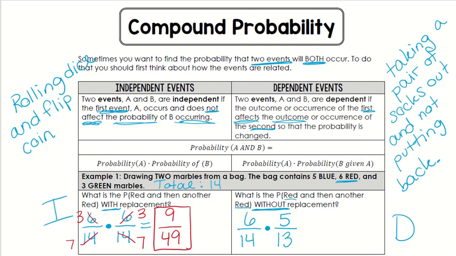So we can look to see if there's anything we could simplify. I do notice that 6 and 14 can reduce, so I'm going to do that now to save me work later. And now we're going to multiply straight across. So I have 3 times 5 is 15, and 7 times 13 is 91. And I don't think that can be simplified. So that is your probability without replacement.